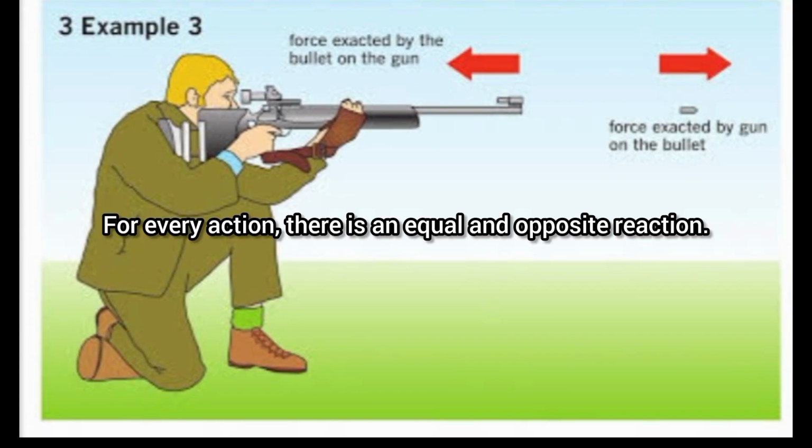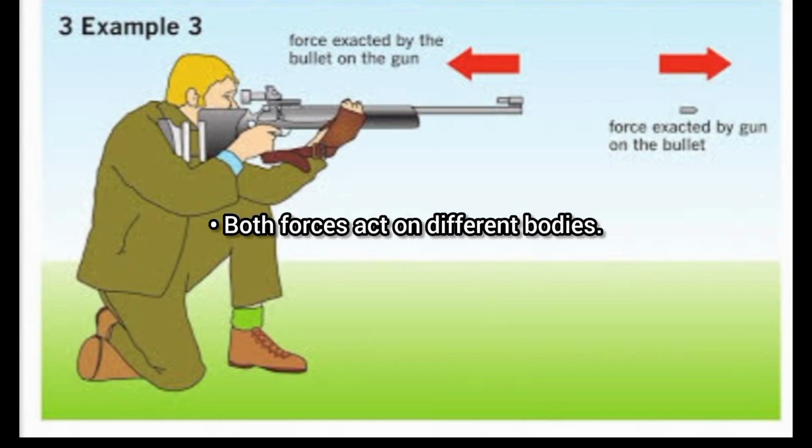For every action, there is an equal and opposite reaction. Both forces act on different bodies. Example: a gun recoils when fired. The bullet moves forward, and the gun moves backward.